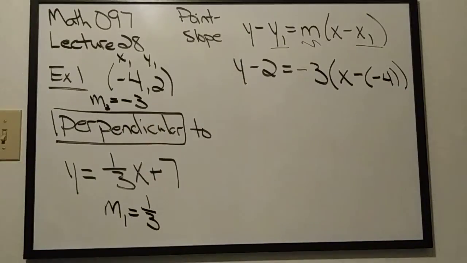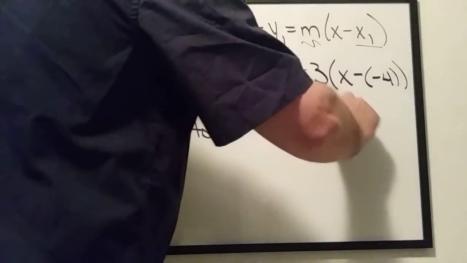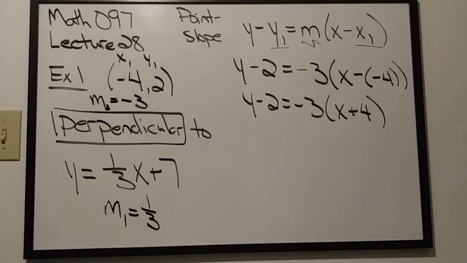Well, now we have the subtraction of a negative. Subtracting a negative is the same as adding, so we have y minus 2 is equal to -3 times the quantity x plus 4. Now, depending on the directions for the problem, we have a variety of different places we can go at this point.